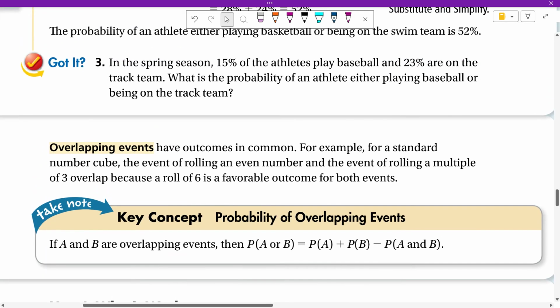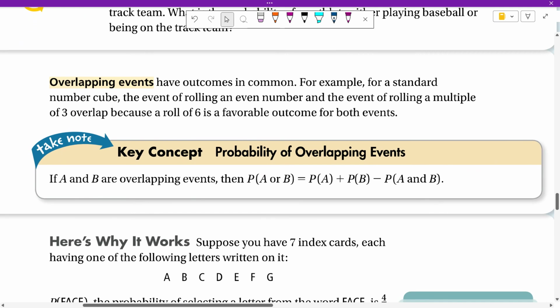Overlapping events are events that have outcomes in common. Okay? So if you roll a die twice, what's the probability of rolling an even number and a multiple of 3? Well, you take all the probabilities and you figure them out, but then you have to take out the probability that's a multiple of 3 and an even number. So you add one probability to the other, but subtract the one that happens twice.